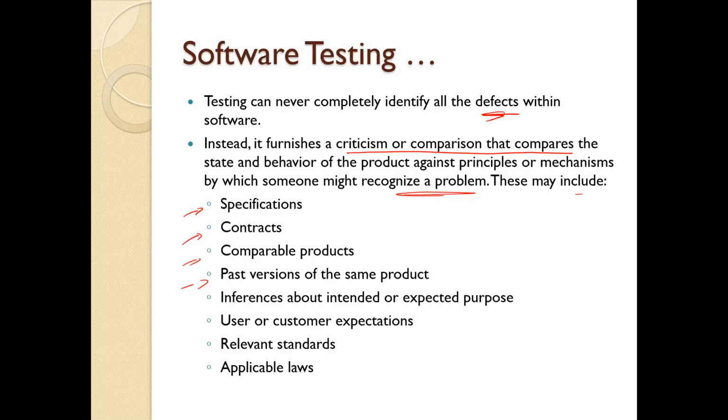You might say, oh, Windows 8 is not as great as Windows 7 or something like that. Inferences about intended or expected purpose, the expectations of the customer as the users start to use it basically, and they start testing the usability of it, etc. Relevant standards that might be out there, and even applicable laws, right? So laws can govern how software gets written, right?